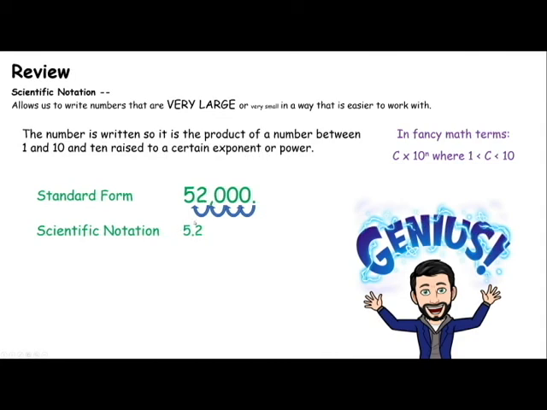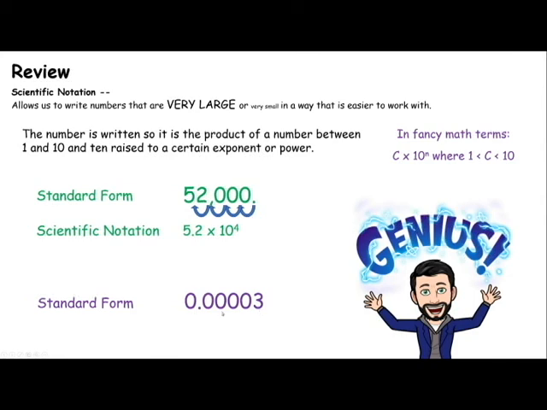So if I want my 5.2 to have the same value as 52,000, I'm going to need to multiply it by a bunch of tens. How many? 1, 2, 3, 4. And so I'd write this as 5.2 times 10 to the 4th power. Not too hard, right? Multiplying by 10 moves my decimal to the right a certain number of places. The number of places I want to move is controlled by how many tens I use. That's the exponent.